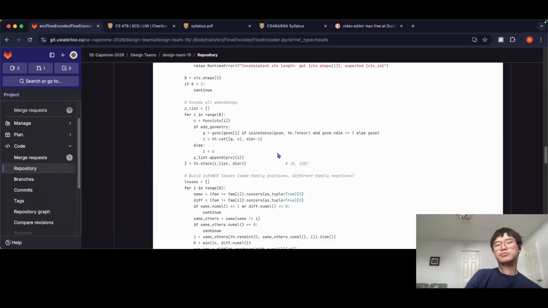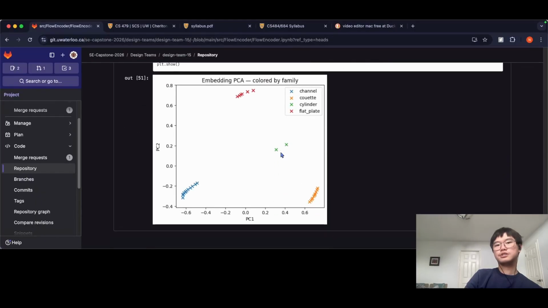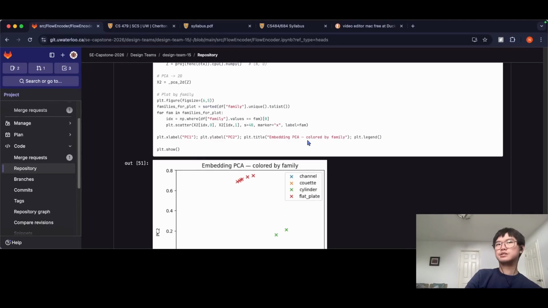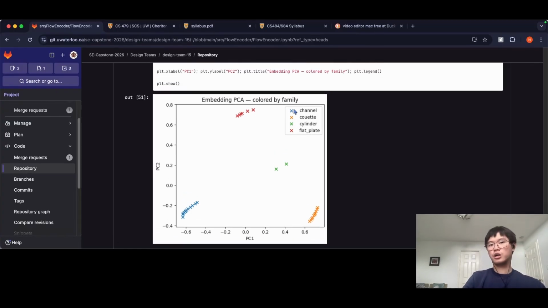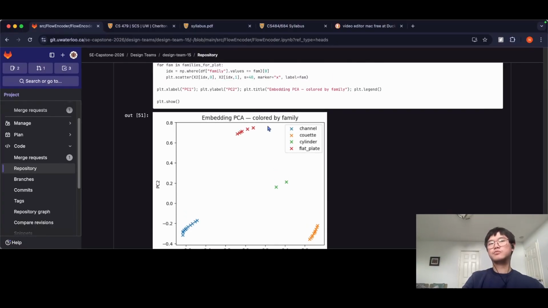It does contrastive learning and then fits these points in space so that more similar points are closer together. So for example, all the channel family are together here. This is useful because later down the line, when you're training, you can specify to the model what flow conditions you want, and because it's already been trained to distinguish what flow conditions lead to what kind of results, it'll help you generalize to different flows.